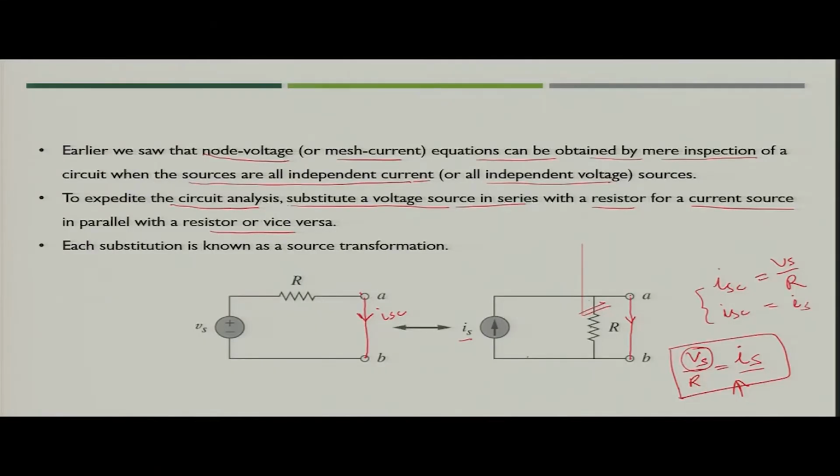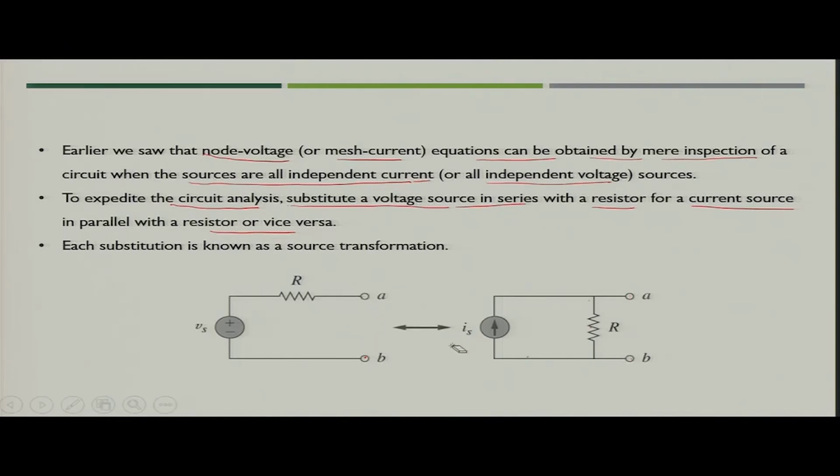Now, instead of short circuit, suppose we verify the same concept with the open circuit, because short circuit and open circuit are both characteristics of the circuit. In case of open circuit, what would be the open circuit voltage across A and B? The open circuit voltage across A and B would be Vs. Similarly, in the other circuit, the open circuit voltage would be Is into R.